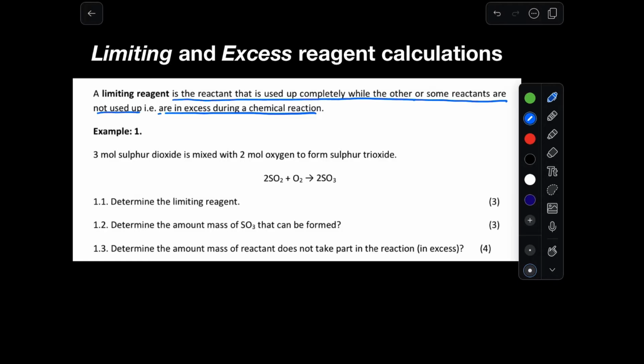Let's take, for example, you are making sandwiches. While you're making sandwiches, you have the bread, you have the patty burger, and you have cheese. So your reactants are the bread, the patty burger, and the slices of cheese. While you're combining them, your product will be a sandwich. Once you run out of one of the ingredients, let's say you ran out of bread first, that means the bread is the limiting. It limits you from producing more of the product, which is the sandwich.